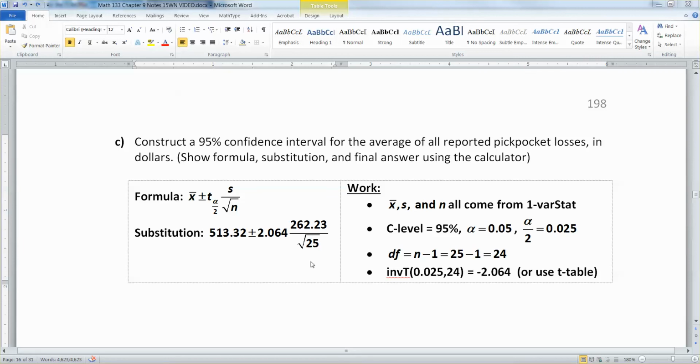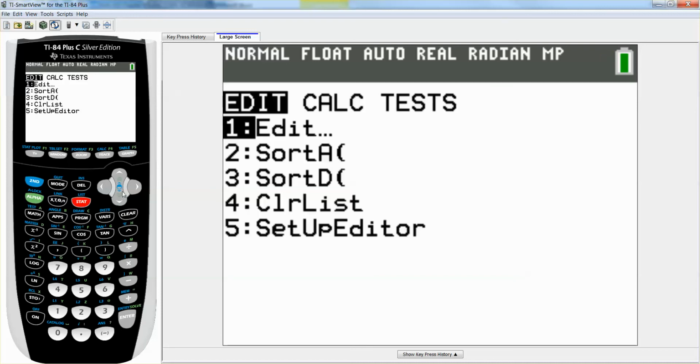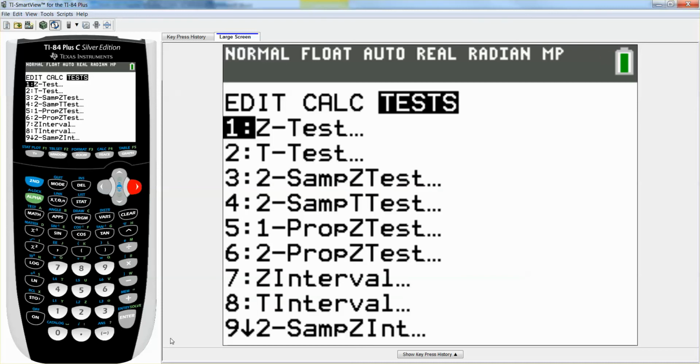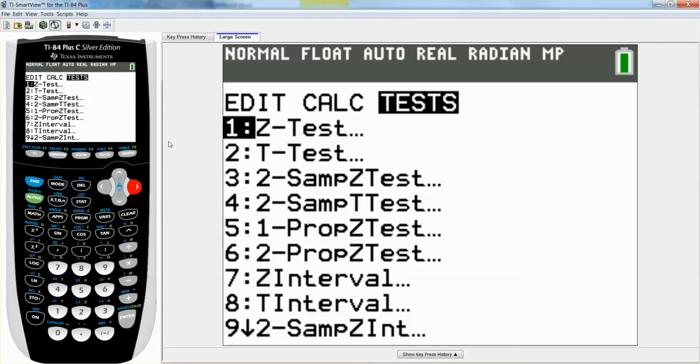Now for getting this, what we're going to do is go to the calculator. So let's see here. If I go to stat, I go to tests. If you remember on the inferential statistics sheet, right here in gray, I tell you what to use, which is t-interval. So you need to look through your list. It should be number 8. You want t-interval.